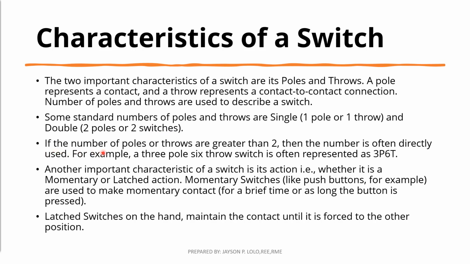If the number of poles or throws is greater than 2, then the number is often directly used. For example, a 3 pole 6 throw switch is often represented as 3P6T. This is the code.